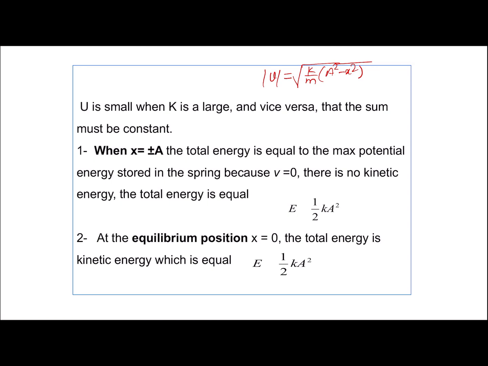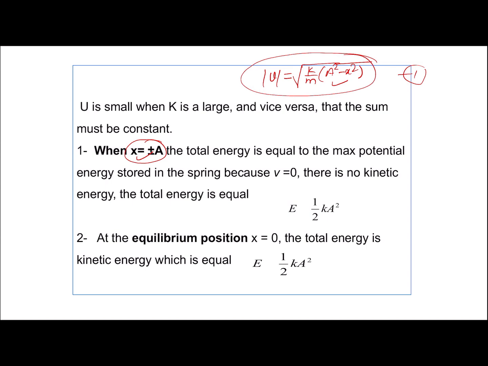When x is equal to plus or minus a, at the extreme point from the mean position, when it is oscillating and goes to the extreme position, x becomes plus or minus a, then velocity becomes 0. To the left and to the right extreme, the velocity is 0. With maximum displacement, it has maximum potential energy. All of the kinetic energy is converted into potential energy at the extreme.